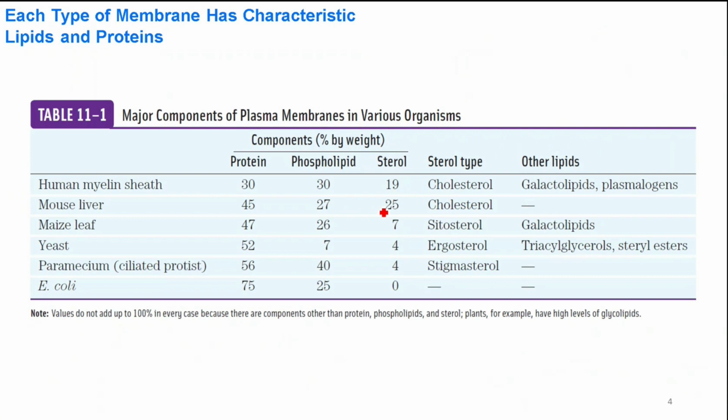So if we see the human myelin sheath, it contains almost 30% proteins and 30% phospholipids, and sterols are present at 19%. And what kind of sterols are present in the human myelin sheath? It is cholesterol. And other lipids like galactolipids and plasmalogens are also present. And you can see in the yeast, 52% of the membrane is proteins, and only 7% is phospholipid and 4% sterols. Sterols are less in the yeast. And E. coli does not contain sterols in its membrane.